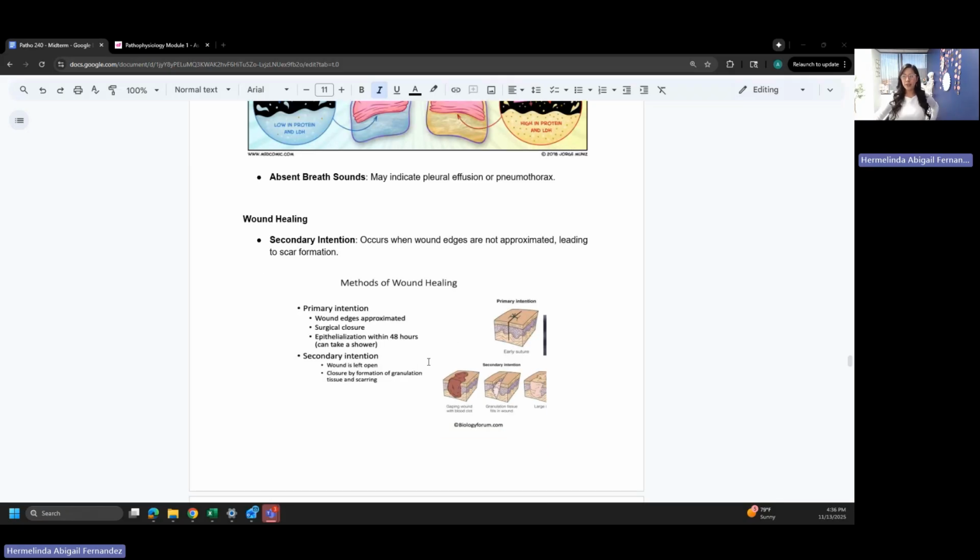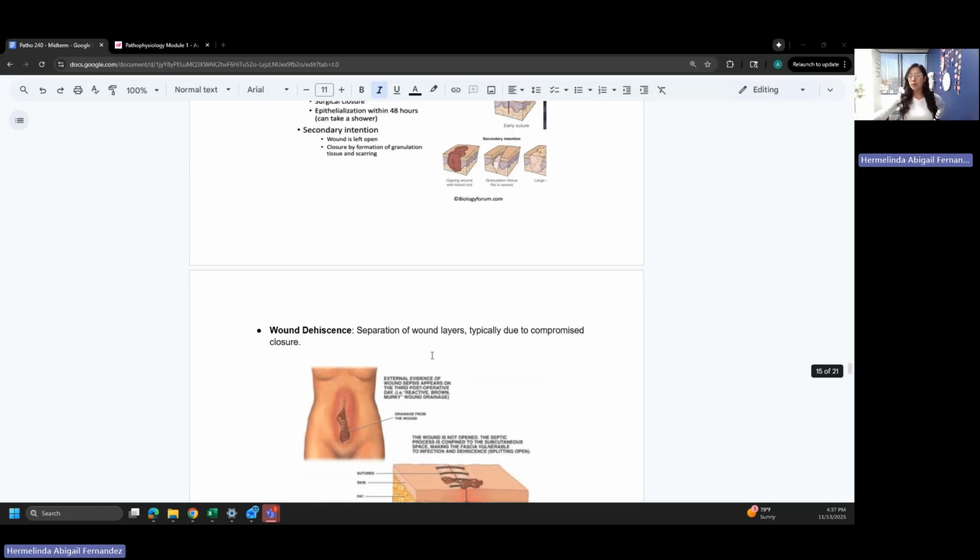Wound healing. Okay, so my recommendation for you is really to know all the different parts. There is a chart on your PowerPoint and it explains all the different types, primary, secondary, tertiary intentions of wound healing. Make sure you know all of those. Secondary intention occurs when the wound edges are not approximated, so this leads to scar formation. So with secondary intention the wound is left open, closure occurs by formation of granulation tissue, and then scarring, right?